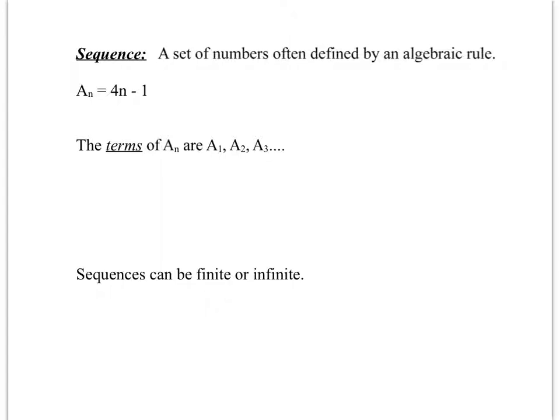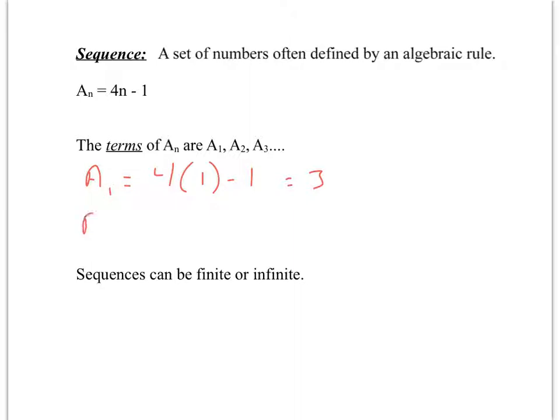The terms of the sequence a sub n are a sub 1, that's the first term, a sub 2, a sub 3, etc. If we look at the first sequence right here, a sub n equals 4n minus 1, I'm going to find my first term by letting n equal 1. So if n equals 1, a sub 1 is going to equal 4 times 1, minus 1, which equals 3. 4 times 1, 4, minus 1, 3.